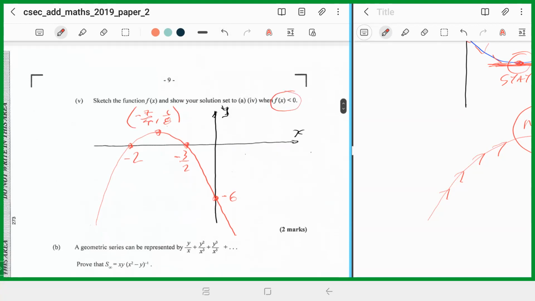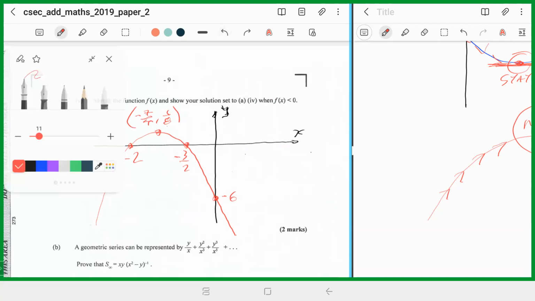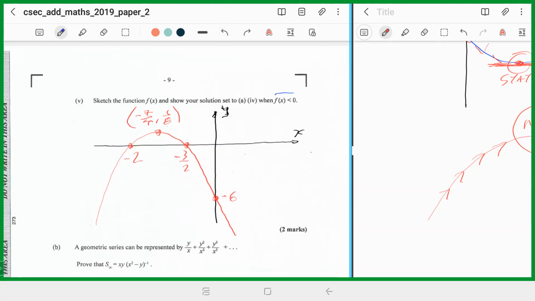And then I want to answer this now. What part of the graph is this talking about? Circle it in blue and mark it. It's talking about the part of the graph that is below the x-axis. It is this part and this part. Those parts are obtained by x values that are to the right of this one and to the left of this one.